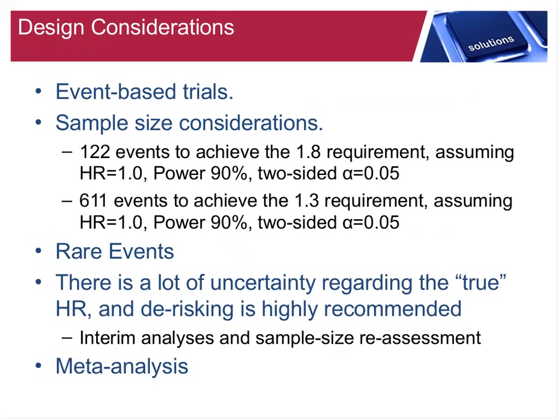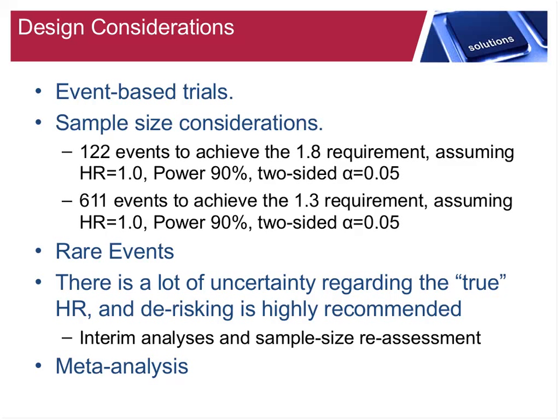So at a high level, here are some design things that need to be considered. Again, MACE trials are event-based trials. When you look at the sample size considerations, to achieve the 1.8 requirement, you need 122 events if you don't have any interim analysis, and you would just add a few events to this if you have an interim analysis, as you will see from these numbers. But essentially, that is where you are. And 611 events to achieve the 1.3 requirement.